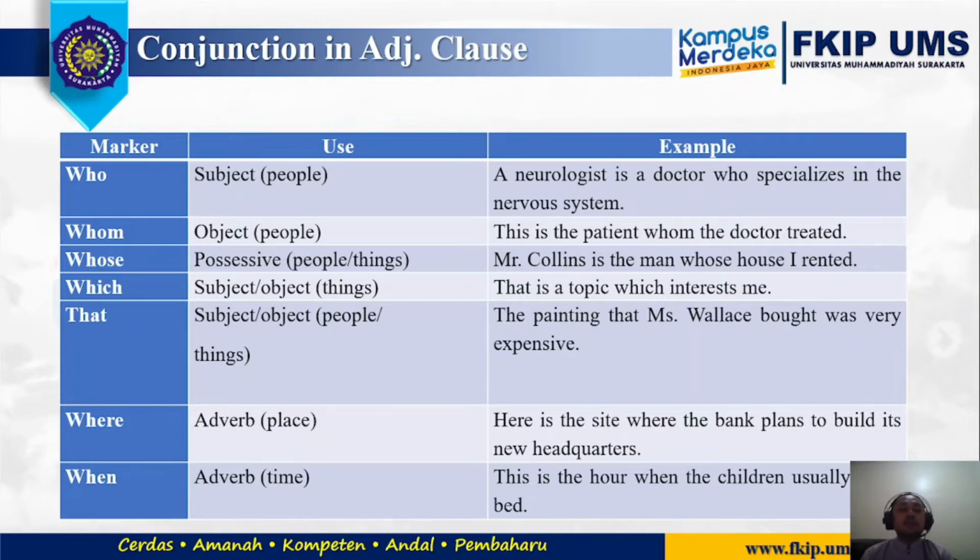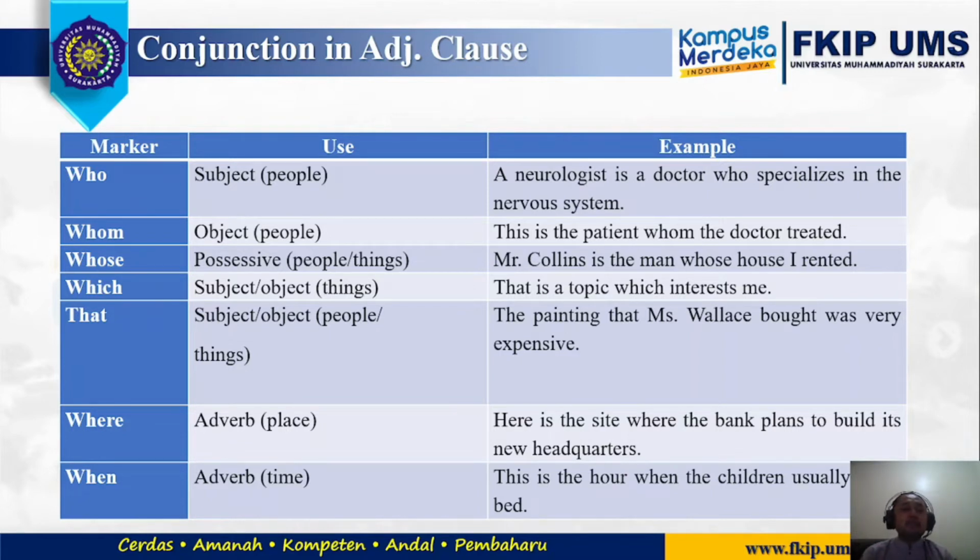And then when we are talking about who, for example, this is talking about the subject. So basically, when there is an adjective clause using the marker who, of course it's going to describe the subject as a person. For example, can you see on the right side of this table, right? A neurologist is the doctor who specializes in the nervous system. Specializes in the nervous system here is a clause, and it's describing or modifying doctor. Doctor is a noun, specifically a person, okay?